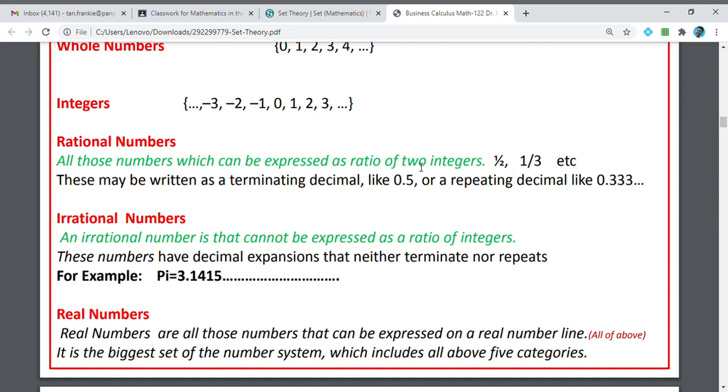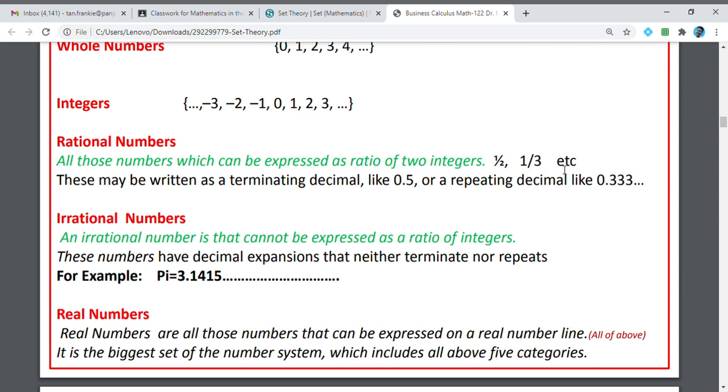Remember that a rational number, or the set of rational numbers, could be terminating or non-terminating. 1/2 is terminating because if you are going to express 1/2 in decimal, it is 0.5. While 1/3 is a rational number which is non-terminating because it has no end. Approximately, the value of 1/3 is 0.3333. Okay, that is the approximate value of 1/3.